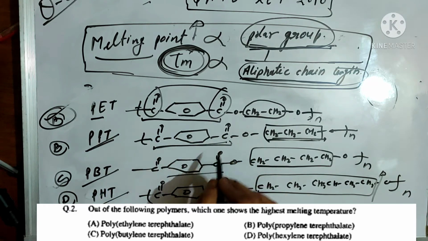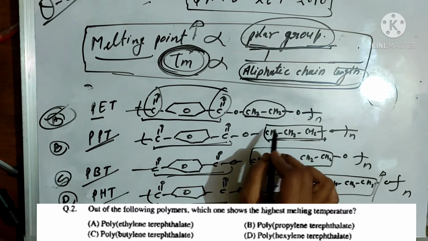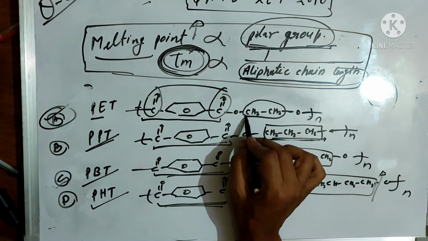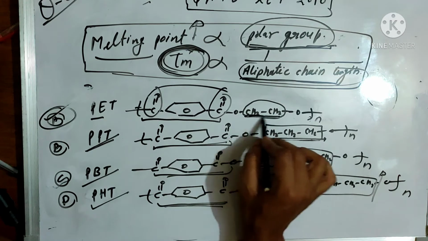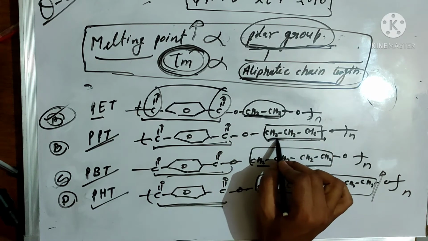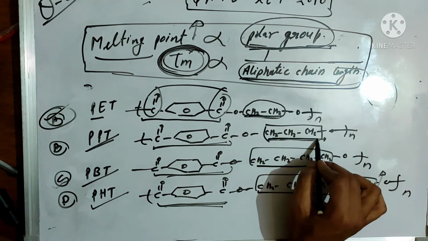You can see in options A, B, C, the polyethylene terephthalate has the same polar group in all options. So only check the aliphatic chain length. In polyethylene terephthalate, the aliphatic chain length has 2 carbons, but in the case of polypropylene terephthalate, the aliphatic chain length has 3 carbons.